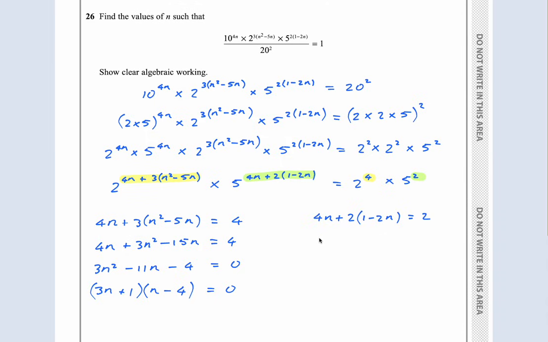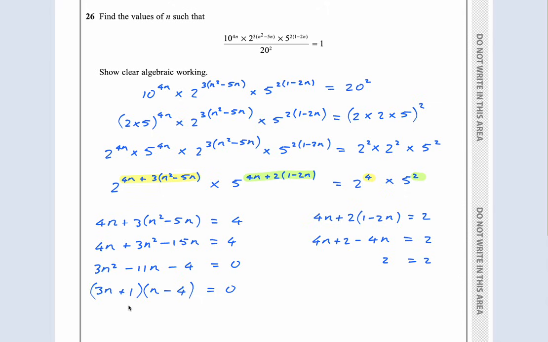And here we have 4n plus 2 minus 4n equals 2. Okay, now you'll see, guys, this is of no use because essentially, look, 4n minus 4n is 0 and we just have 2 equals 2. Okay, fine. So the powers of 5 do equal each other because this actually is 5 squared. So now this has to just equal 4.